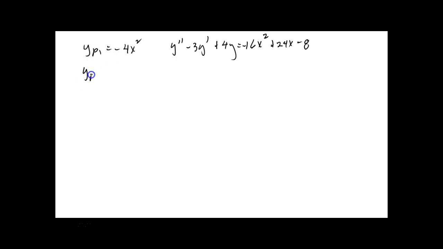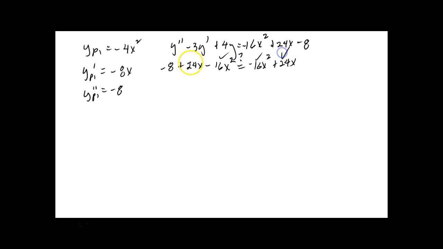Take your derivatives. yp1 prime would be negative 8x, and yp1 double prime is equal to negative 8. So let's plug them in and see what we get. Negative 8, that's your y double prime, minus 3 times y prime, and that's going to be plus 24x. You see it? And then plus 4y, so that's going to be a minus 16x squared. Is that equal to minus 16x squared? That part checks. Plus 24x. That part checks. Minus 8. That part checks. Yes, that's equal. So that was a particular solution. Okay?